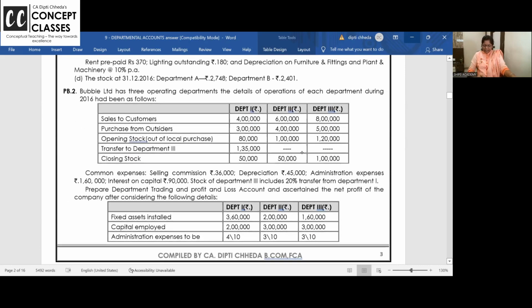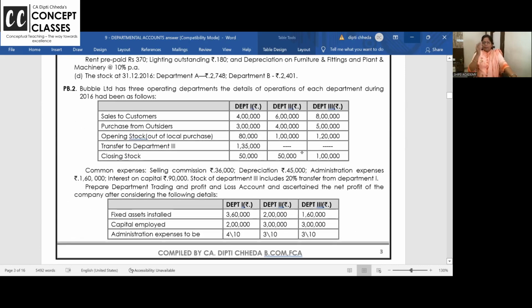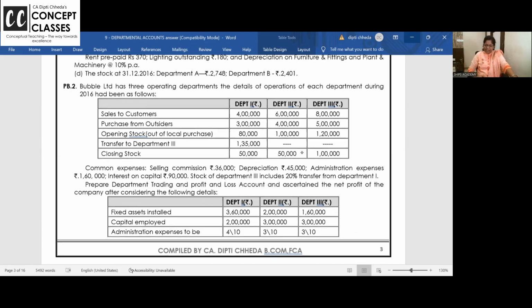Right. So what exactly do you have to do in the exam? Prepare a columnar form trading and P&L account and apportion all the expenses, okay? On some basis. So you will get departmental profit. Now if there are interdepartmental transfers and some stock in the interdepartmental transfers, then in that case, that stock reserve or the loading will be reversed in the common P&L account.